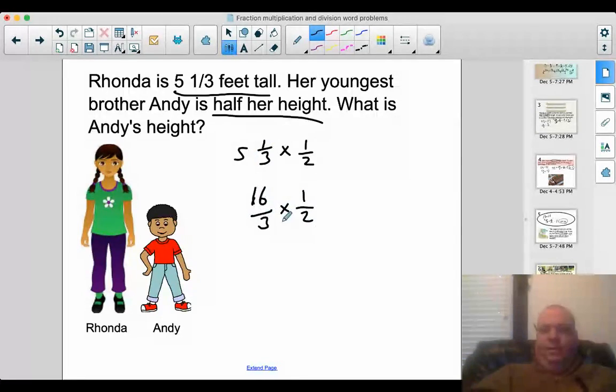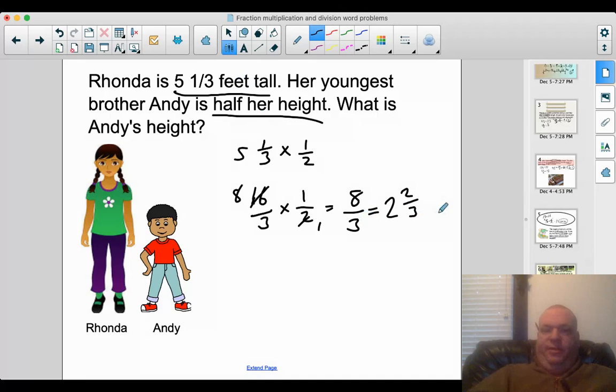Looking for things I can reduce, I see 2 and 16 are both even. I can divide by 2. Okay, that's all I can do. So I got 8 times 1 over 3 times 1, 8 thirds. I want to simplify it, which means making it a mixed number. 3 goes into 8 2 times, with 2 left over. So 2 and 2 thirds.